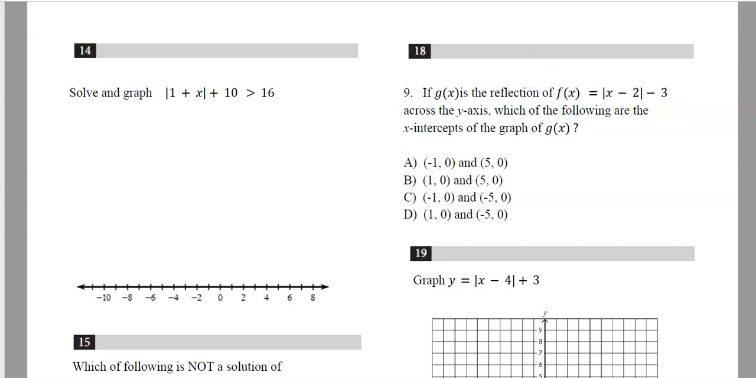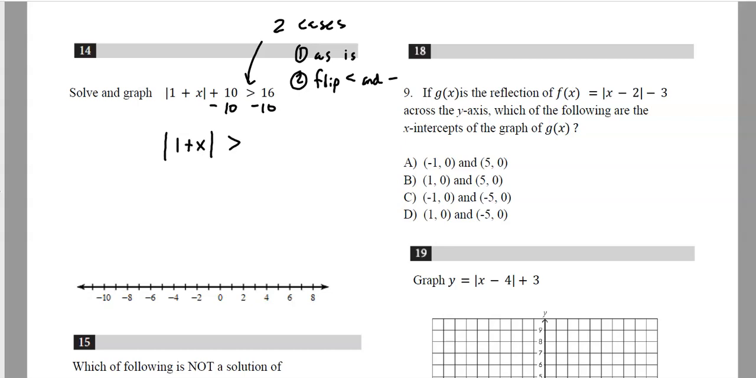All right, now notice a little difference here. We have an inequality. So the game changes slightly. It's still two cases. Case number 1, as is. Case number 2, instead of just making the number negative, you got to flip the inequality symbol, okay, and make it negative. So first thing is get the absolute value by itself. So -10, -10. So I got absolute value 1 plus x is greater than 6.